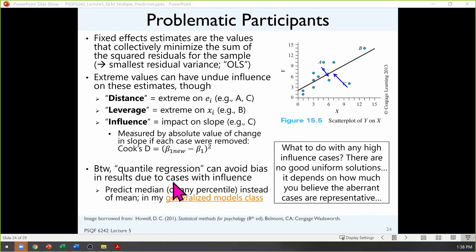There's not handy-dandy formulas for standard errors. You have to do it via resampling techniques, but nowadays computers do that within a second or two. So if you're in a situation in which you have randos that are messing with your slopes, right, and you're not sure whether you should kick them out or not, I would do a quantile regression instead to address that problem.